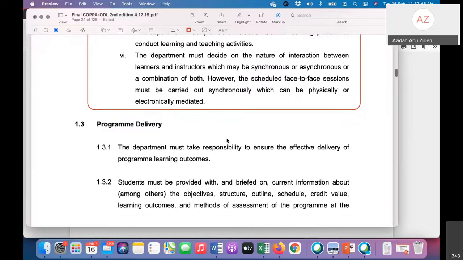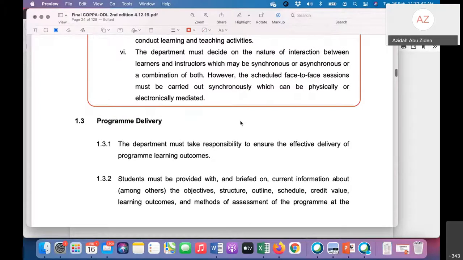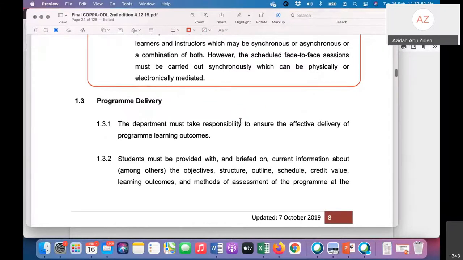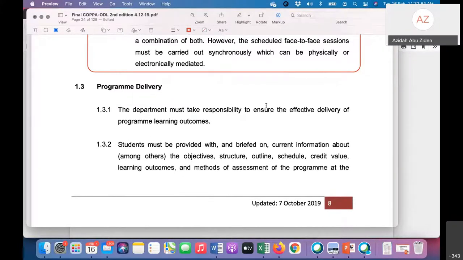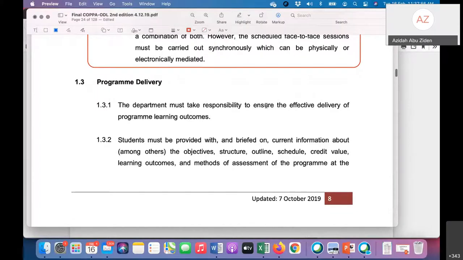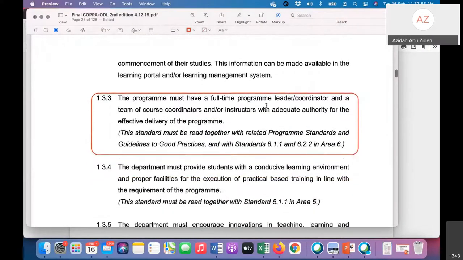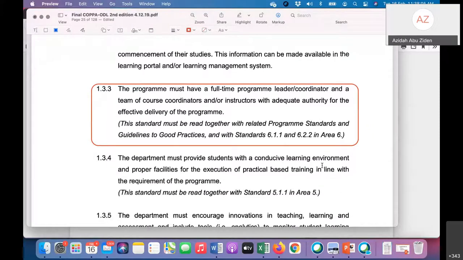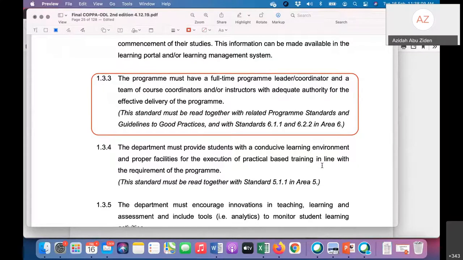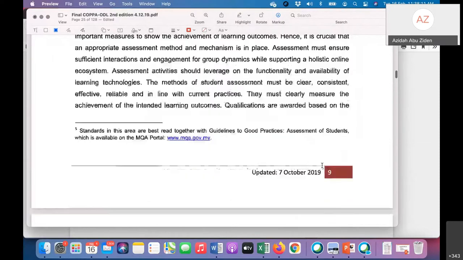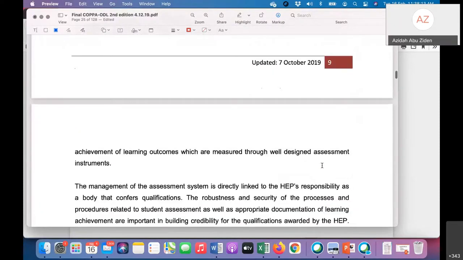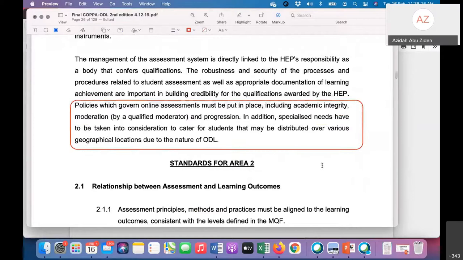Okay, jadi kalau ada schedule face-to-face session, alright, kena ada jadual lah. Alright, and then it can be done physically or electronically mediated. Okay, yang ini kena ada full-time program leader or coordinator. So yang ini pakar dalam bidang, tapi kalau dia ada pengetahuan dalam ODL, is an advantage. Okay, this is area one, and then area two.